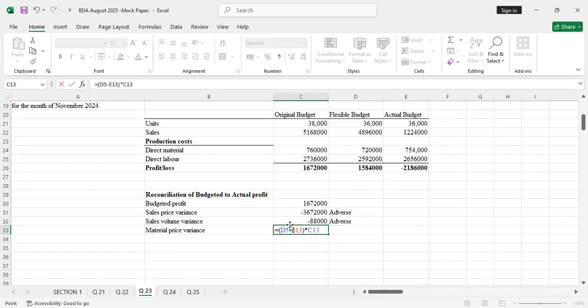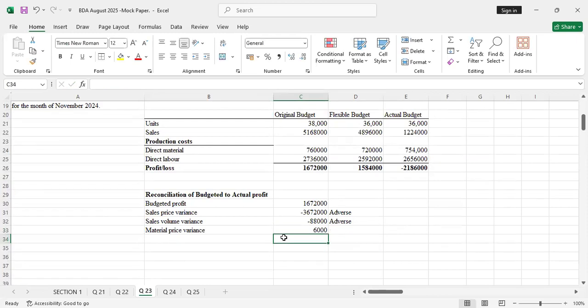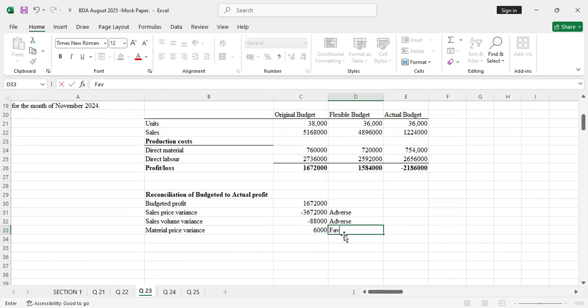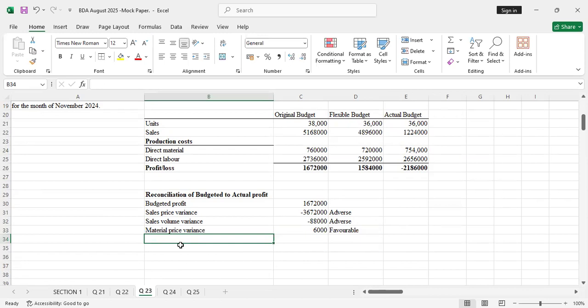Your argument has to be within this. This material we are buying is a cost. Originally you budgeted for a cost of 10, but you end up buying it for less, at 9 shillings. That's positive for you as a businessman. So you just enter it, and you'll have 6,000. That 6,000 is positive, and I've explained why; I didn't change it to negative. So this is favorable. Then, on material, we go to the material usage variance.